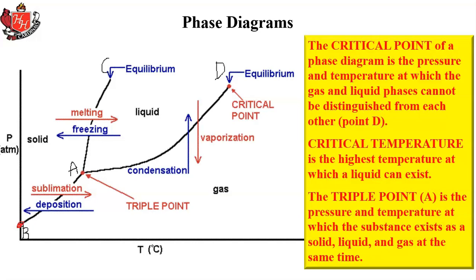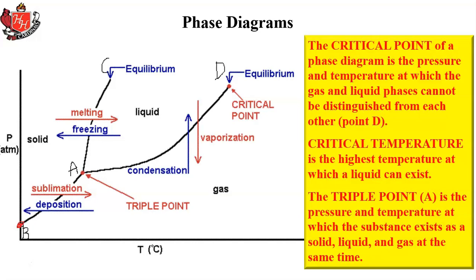So let's finish up with the phase diagram here, and let's define some more terms. The critical point of a phase diagram is the pressure and temperature at which gas and liquid phases cannot be distinguished. In other words, when the pressure is so high and the temperature is so high, you get to a point where you can't tell the gas from the liquid, the water vapor, for example, from liquid water. It's just kind of an in-between state. And that would be point D that was written in by hand up there. That's the critical point. So that's where gas and liquid are really the same.